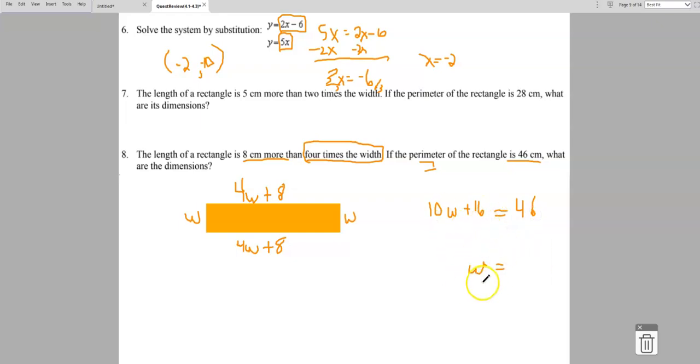Once you get your W, then you just plug that back in, because this is your length, right? So once you find that answer, then plug it back in, you'll find the length, because it says what are the dimensions. So once you find the width, let's say that width is 5, then 5 times 4 is 20, 20 plus 8. So whatever the width is, you got to plug it back in to find the length as well.